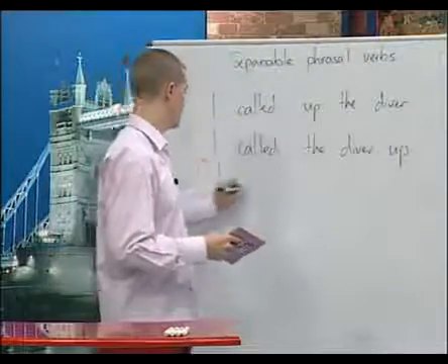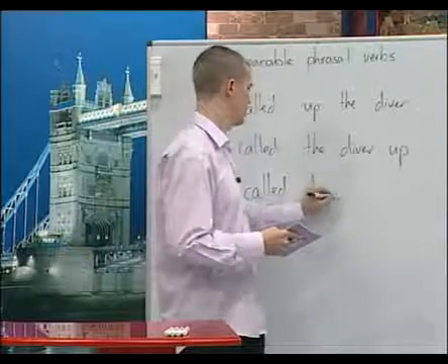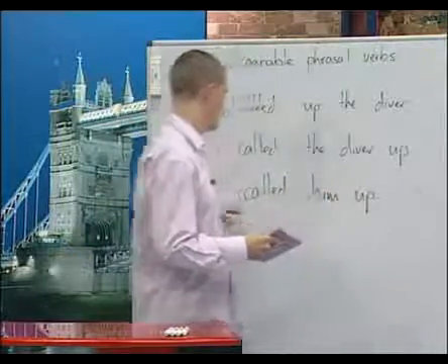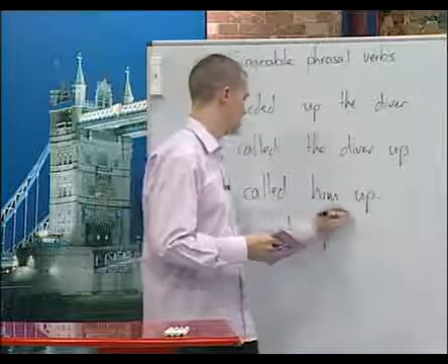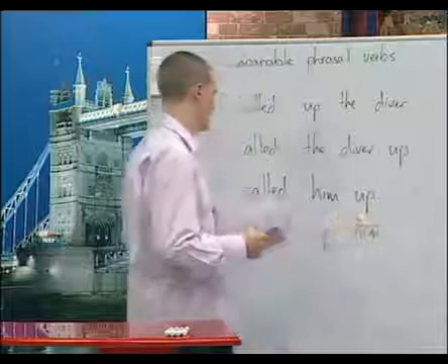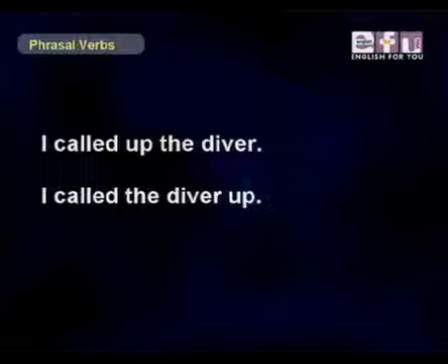For example, I called him up, not I called up him. This is not right. We cannot do that ever. So in the first sentence, the noun object is after the preposition. I called up the diver. In the second sentence, the noun object is between the verb and the preposition. I called the diver up.